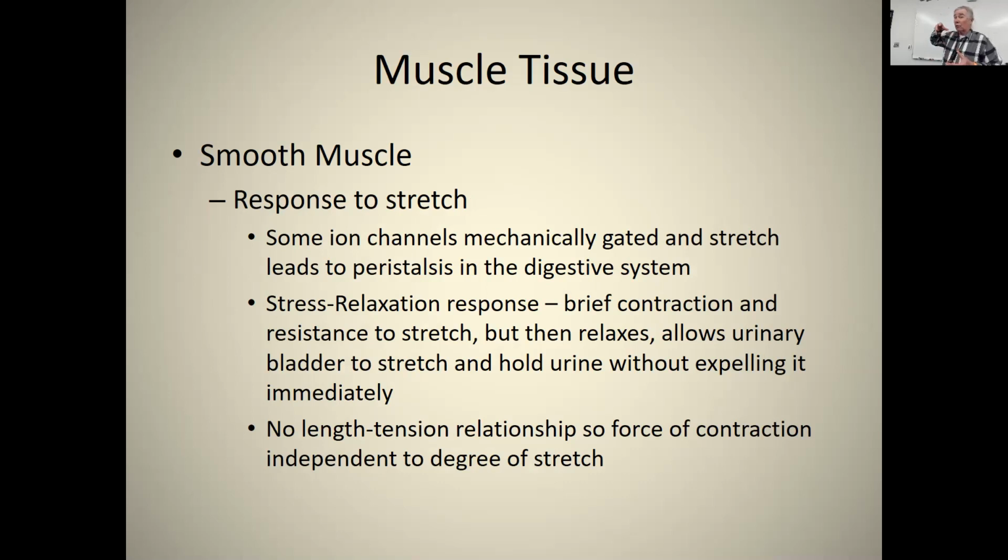But once it gets stretched to a certain point, then there's a parasympathetic autonomic reflex into the spinal cord to open up the internal urethral sphincter, and then you get that urge that you have to urinate.